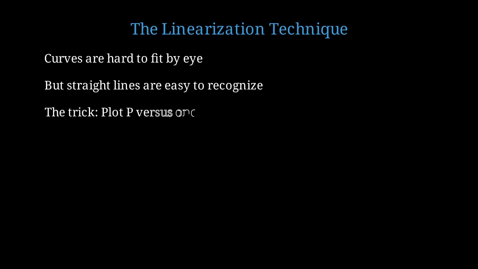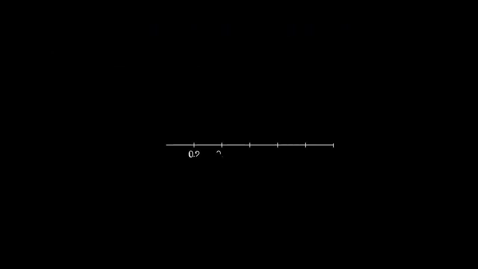Here's the trick. Instead of plotting P versus V, plot P versus 1 over V. If Boyle's law is correct, this should give a straight line. Why does this work? Because P equals K times 1 over V. This is the equation of a straight line, y equals mx, where y is P, x is 1 over V, and m is the slope K. Beautiful! Now the points fall on a straight line. The slope of this line is K, the constant in Boyle's law. This linearization technique is used throughout science.